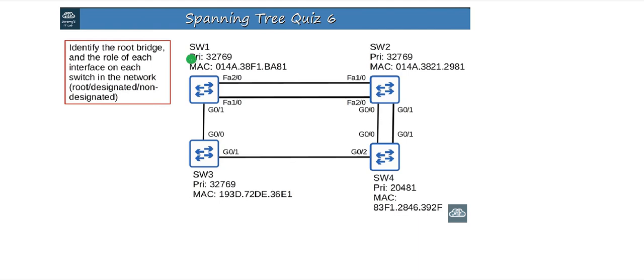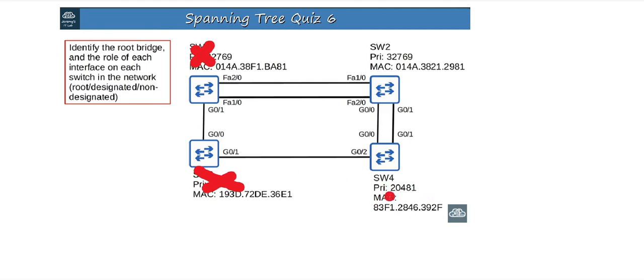topology. Comparing switch 1 with switch 2, you compare the priority first, and the priority ties. So you go to the MAC. Comparing the MAC, switch 1 has a lower MAC than switch 3, so switch 3 will be out. Let's now go to switch 4 and switch 1. Look at the priority first. The priority is smaller than switch 1, so switch 1 goes out.